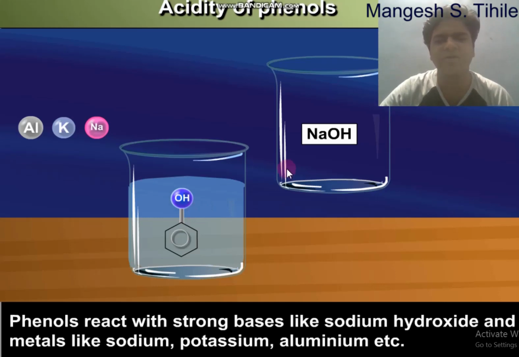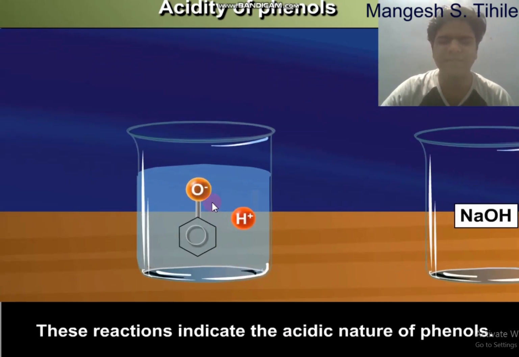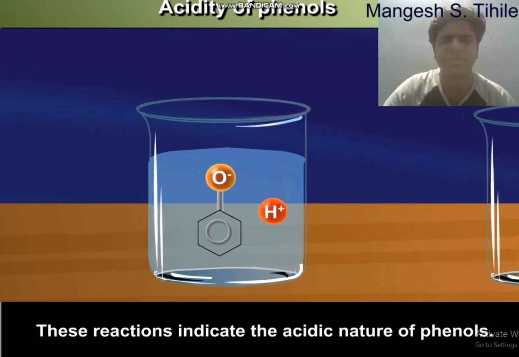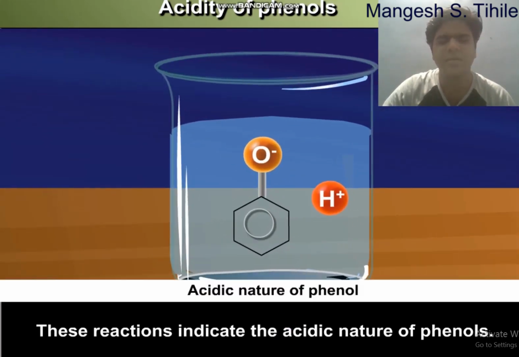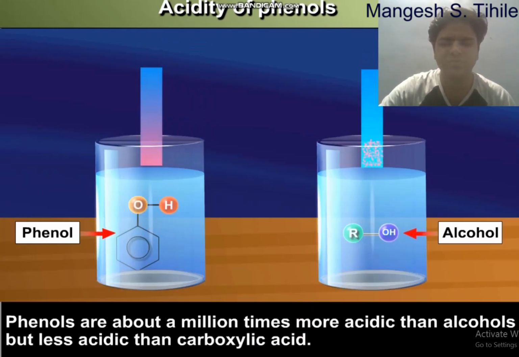Phenol not only reacts with a base, it also reacts with metals like sodium, potassium and aluminium and gives the respective salts. Let's see how. In this manner it reacts with metals and forms the phenoxide ion. Here you can see the removal of the H positive ion.